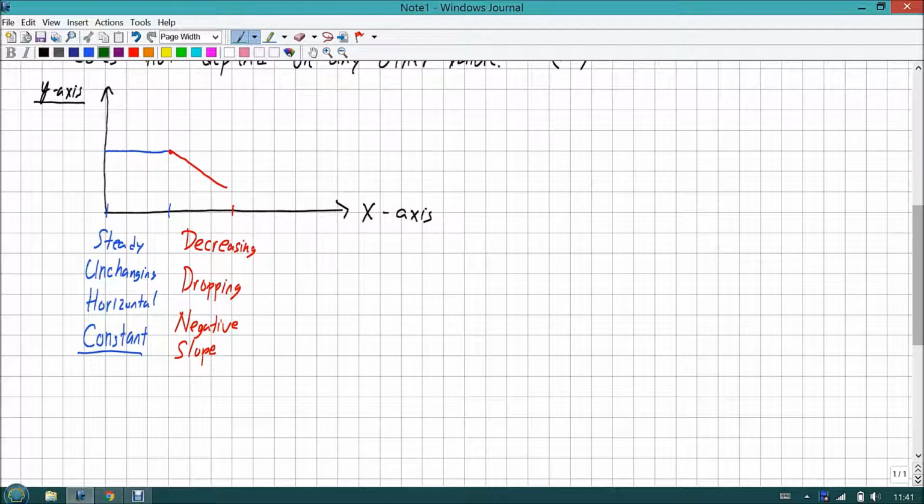Now, let's say for a moment it was dropping for a while, and then it hits rock bottom, and then it starts to go back up. When it starts to go up, we would call this increasing, which would mean ascending or going up. Or we would say that this is a positive slope.